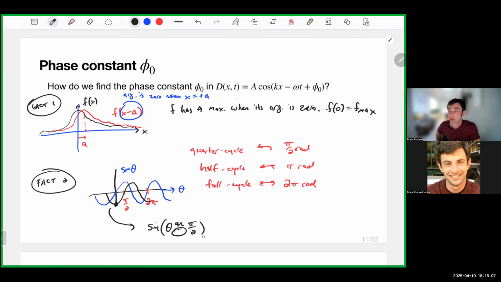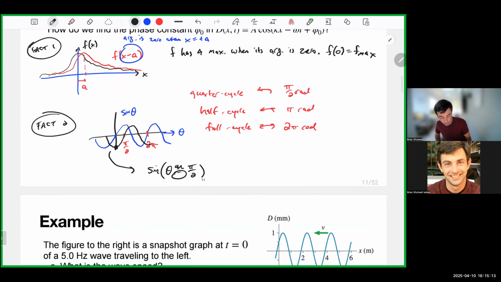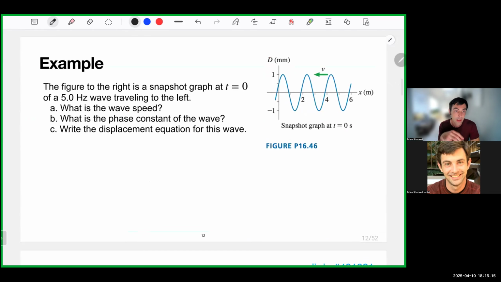So these two facts are all we need in order to solve for phase constants. So let's try to do some example problems. The figure shows a snapshot graph at t equals 0. Okay, wave speed, don't care about that. You can figure that out. Part B, what is the phase constant of this wave?